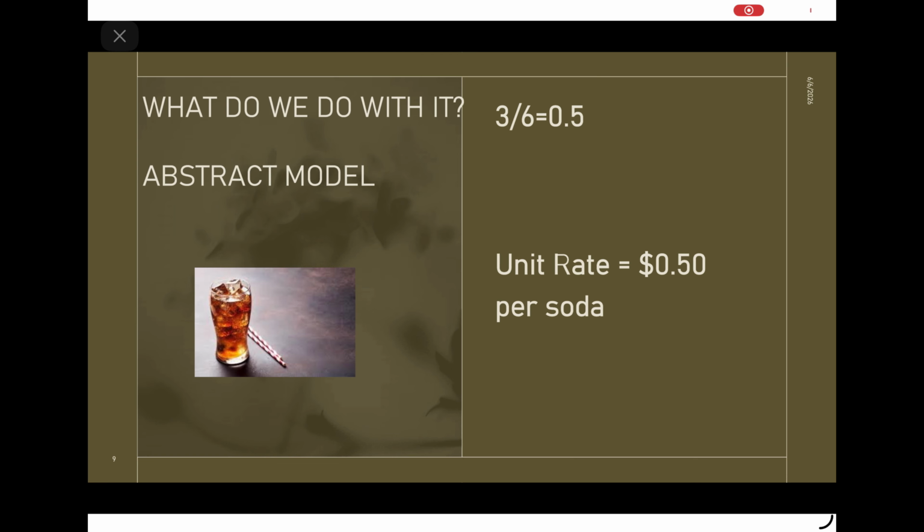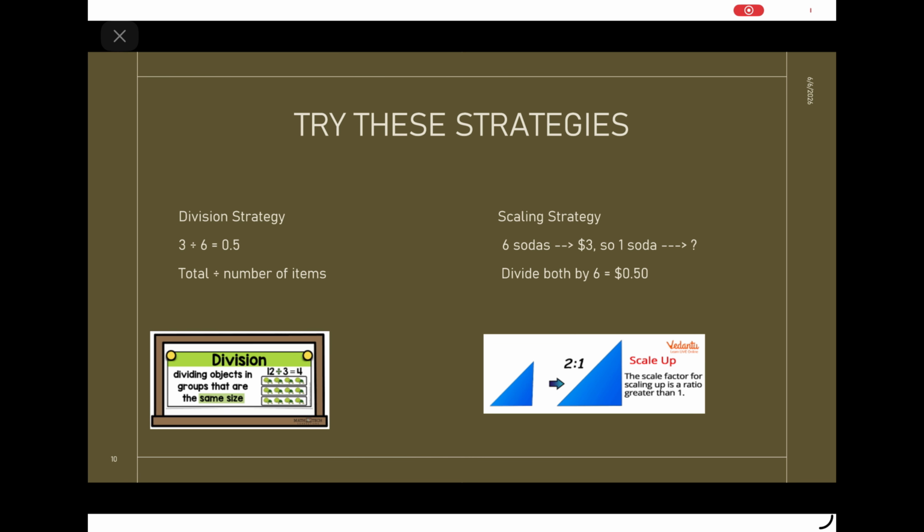So we did representational. Now we're going to do the abstract model, which this one might be a little harder to see for some students, but it's just good old basic math. 3 divided by 6 is 0.5. So our unit rate is 50 cents per soda. Now, looking at the abstract level, this is where we use the numbers and symbols only, like I said. So we take that 3 divided by 6, which equals 0.5, and so the unit rate is 50 cents per soda. So at this level, we are no longer looking at drawings or objects. We're just using the pure good old math.